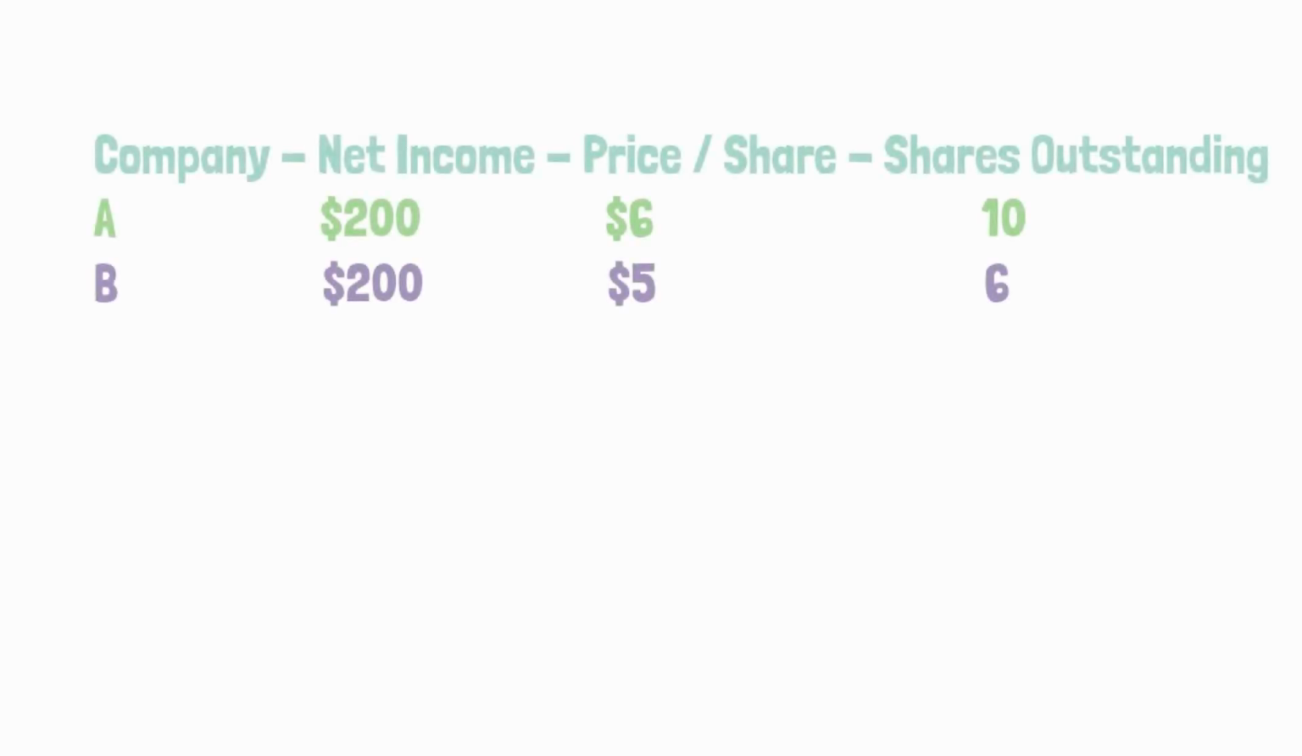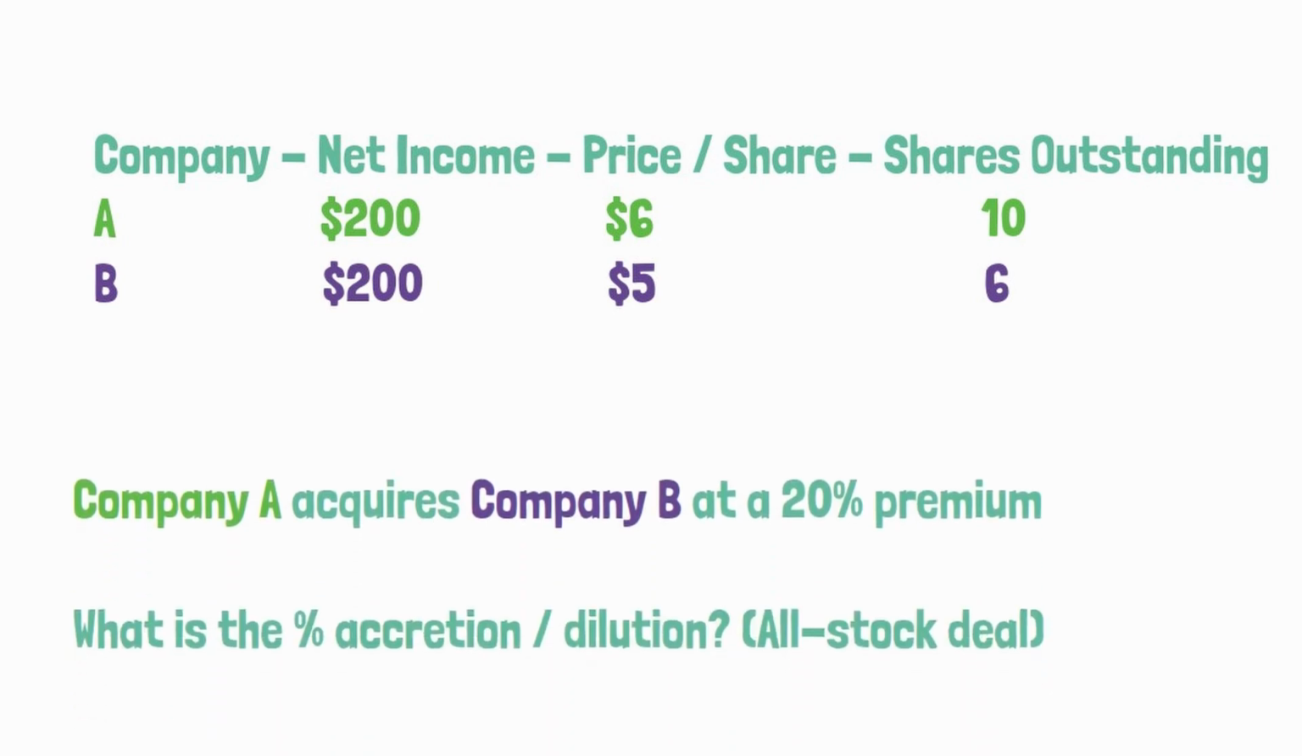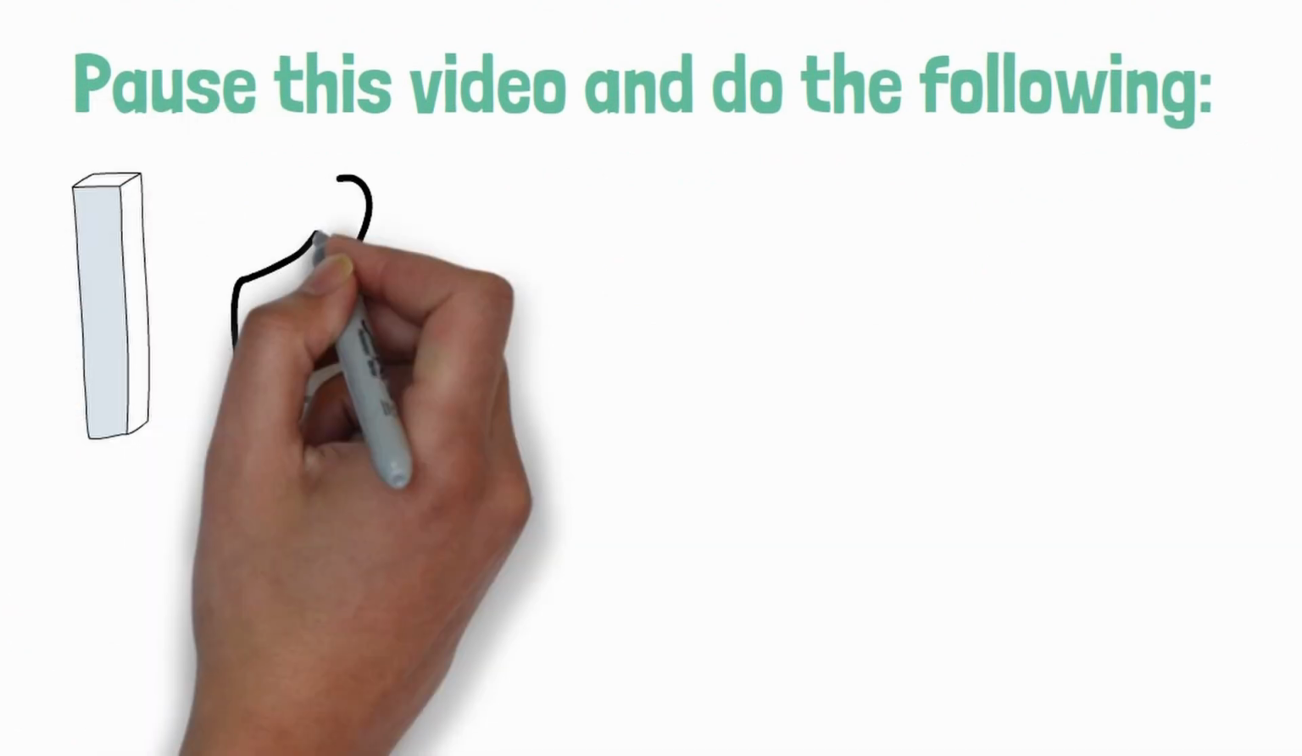Company Alpha and Company Bravo had the following characteristics shown on the screen. Company Alpha purchases Company Bravo at a 20% premium. Assume this is an all-stock deal. What is the accretion dilution percentage? Pause the video and do the following.